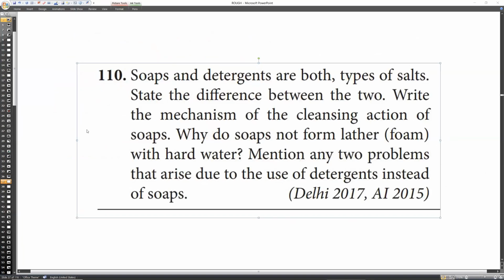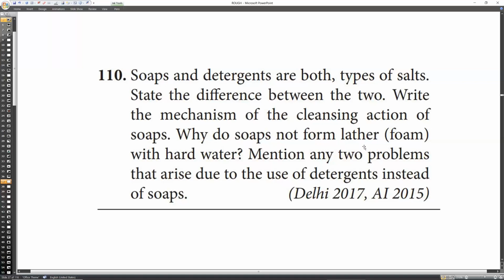This type of question is being asked in the examination. Soap and detergents are both types of salts, and state the difference between the two. You know that soaps are the sodium or potassium salts of long chain carboxylic acids, while detergents are the sodium salts of benzene sulfonic acid, that we have written in the notes also. Read it from there. Write the mechanism of cleansing action. The cleansing action we have also written.